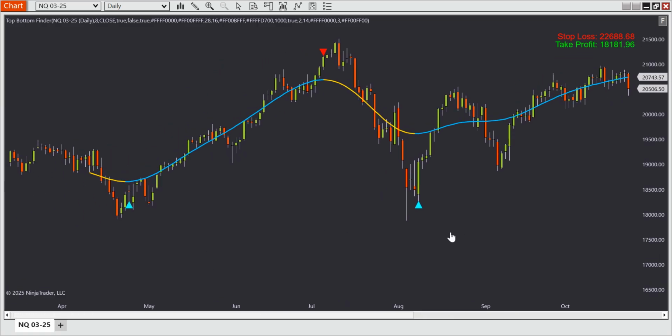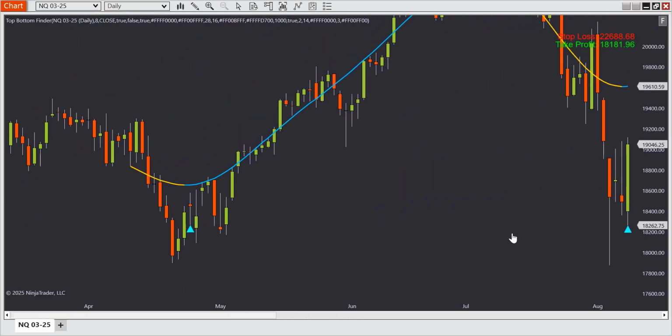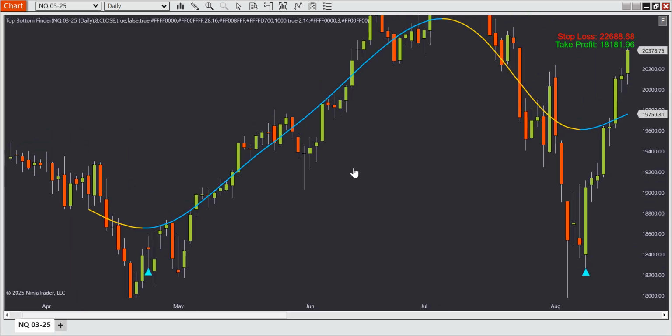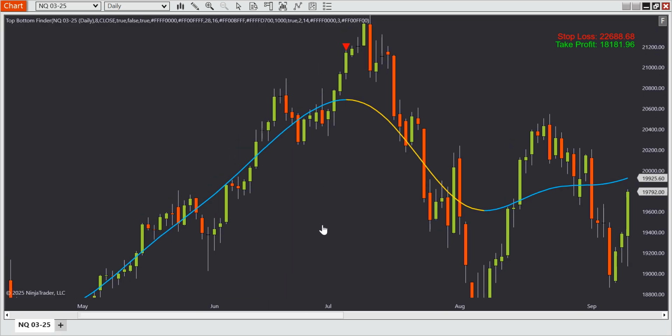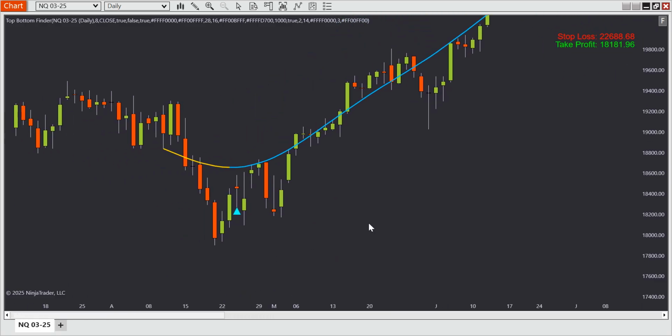Let me first zoom in to this first one here. One thing to note when you're looking at the kernel smoothing here: the best signals are going to form when price has pushed away from it. As you can see here, this move down has pushed away from it, and then we see a signal form. So typically your uptrends are going to start below it, and your downtrends are going to start above it. And really, with some simple price action concepts, you can find some great setups.